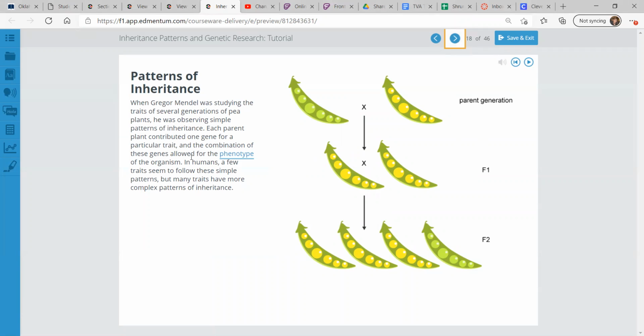When Gregor Mendel was studying the traits of several generations of pea plants, he was observing simple patterns of inheritance. Each parent plant contributed one gene for a particular trait, and the combination of these genes allowed for the phenotype of the organism. In humans, a few traits seem to follow these simple patterns, but many traits have more complex patterns of inheritance. So you can see here, we have one parent and another parent, their first generation, and then their second generation.